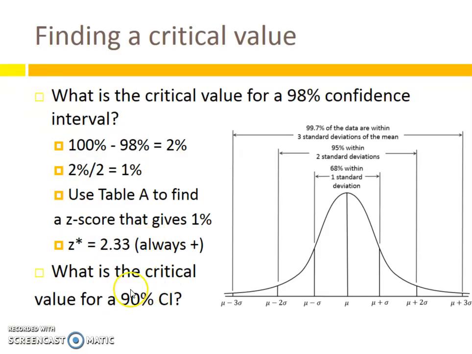Now this is the one I want you to try on your own. Pause for a second, literally pause this video, get out your table, and figure out the critical value for a 90% confidence interval. When we do that, we should get, it's exactly halfway between 1.64 and 1.65. So when that happens, we can actually use the average of the two, and it'd be 1.645. Okay?